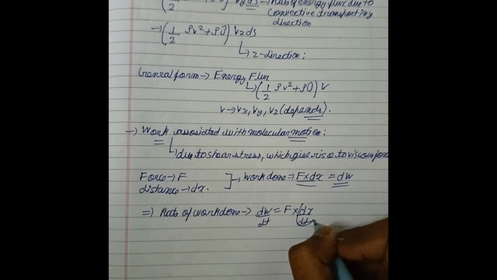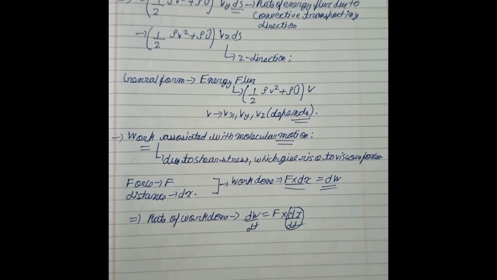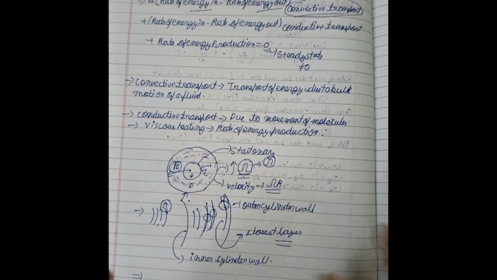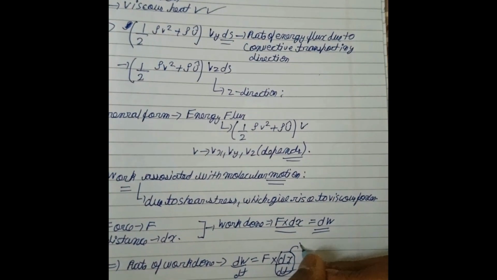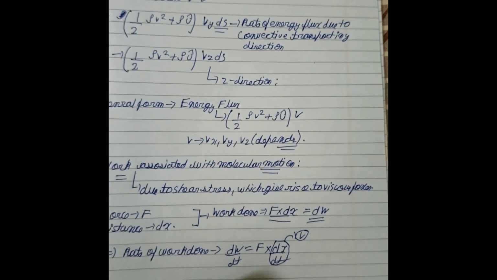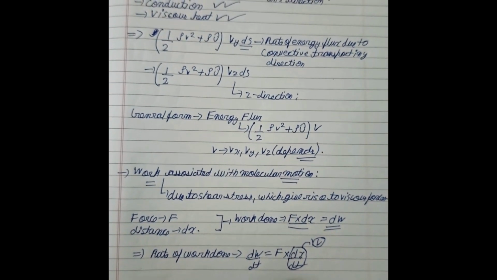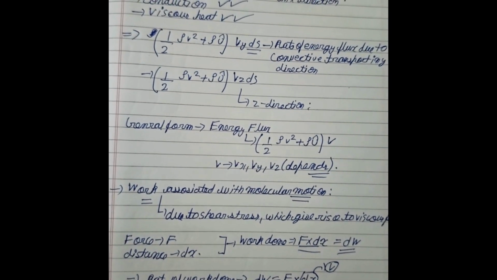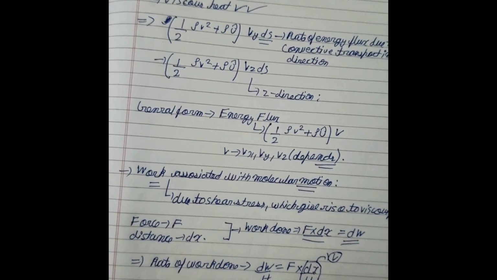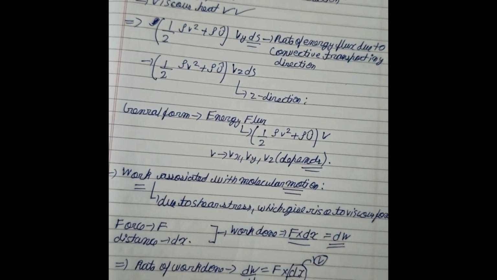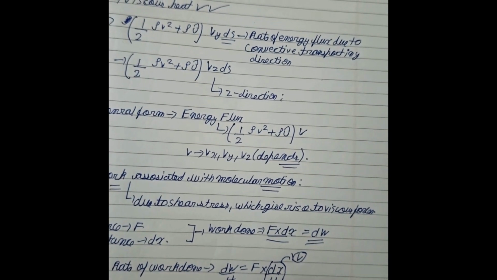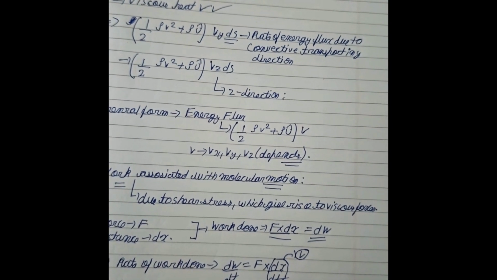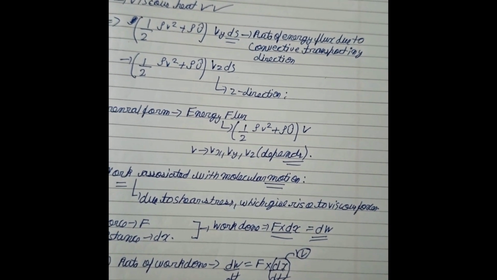Now dx by dt is indeed the velocity changing with time in the x direction. So obviously this is going to be v. We can write that dw by dt is equal to Fv. We have our basic equation written as this. Or we can write this equation as something if we divide both sides by area. So that is going to be 1 by A dw by dt is equal to F by A into v.